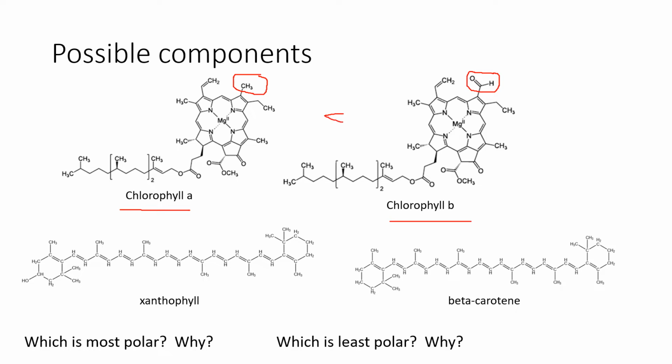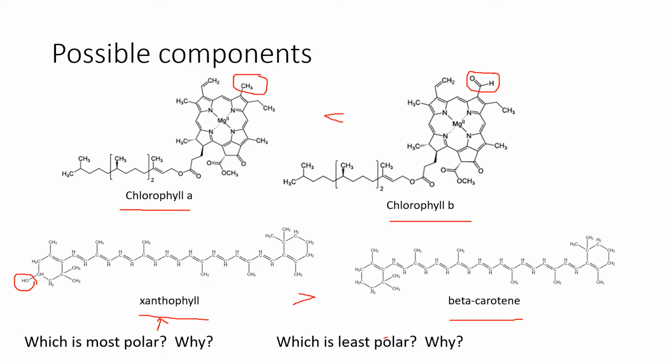What about the xanthophyll and the beta carotene? Their structures are similar as well, but the xanthophyll has a polar OH group right here, which will make it more polar than the beta carotene. So actually, xanthophyll is the most polar component because of the very polar OH group. So it's going to be more polar than the chlorophylls too.